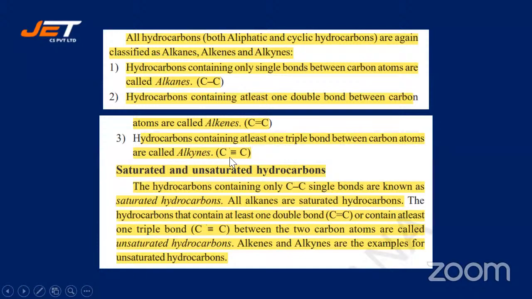Right? Hydrocarbons contain hydrogen and carbon. If it is a single bond, it is alkanes. Double bond between carbon atoms, alkenes. Triple bond between carbon atoms, it is alkynes.